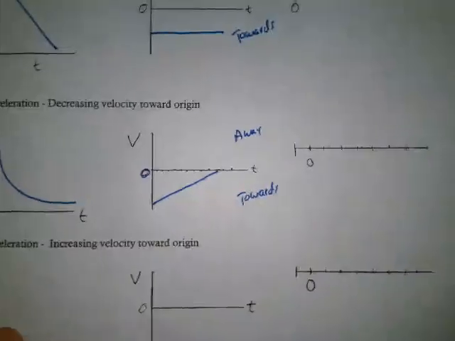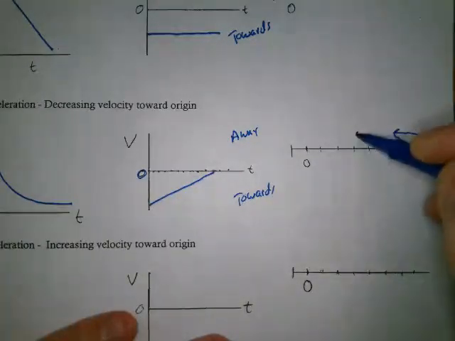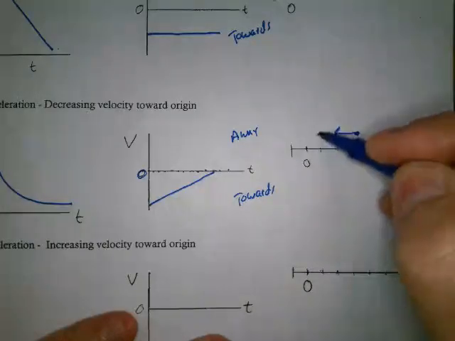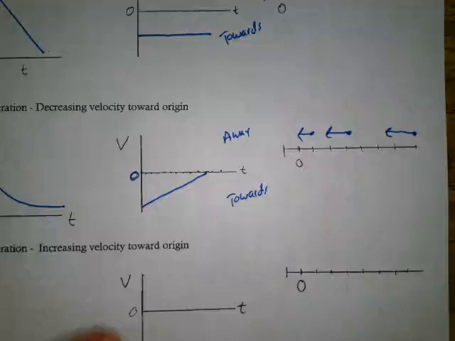Now when we look at the motion map, it has to start away from the origin, and as it moves towards the origin, it's slowing down. So I'm going to draw a couple of lines, and as we get closer to the origin, they get closer and closer. Now we're going to go on to number 4.